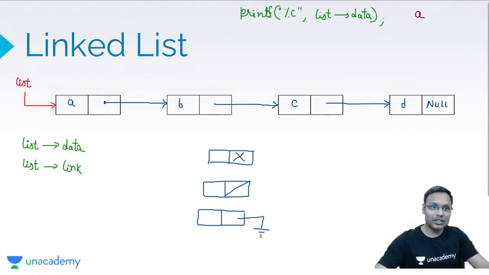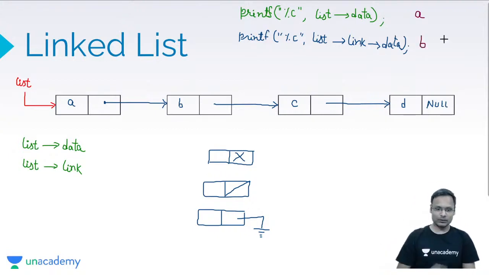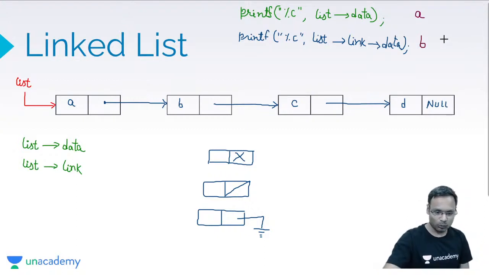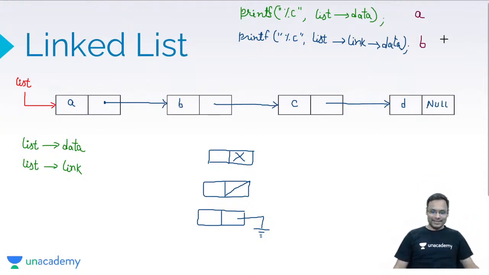If suppose I am writing a statement like this way, printf %c, list का link का data. Now what will it print? अब क्या print करेगा? See, first of all, list pointing to this node. Its link part, link means I can reach the second node. Second node का data part, it will print for me B. बहुत बढ़िया, बहुत शानदार. अगर समझ में आ रहा है तो बहुत अच्छी बात है. If you are understanding it, that's amazing.